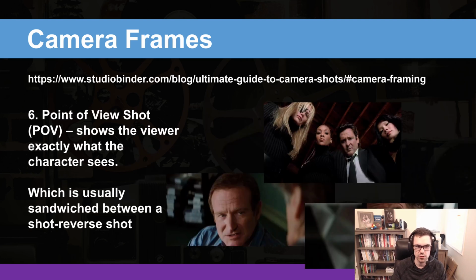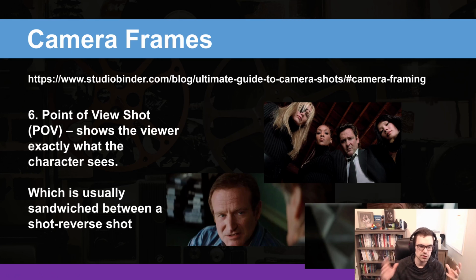Number 6 is a point of view shot. It's where people are staring either up or down or whatever. It shows the viewer exactly what the character sees. So here we have a group of people looking down. There's 4 of them. Technically a 4 shot, but it's also a point of view shot because of the way that they're staring down into the camera.